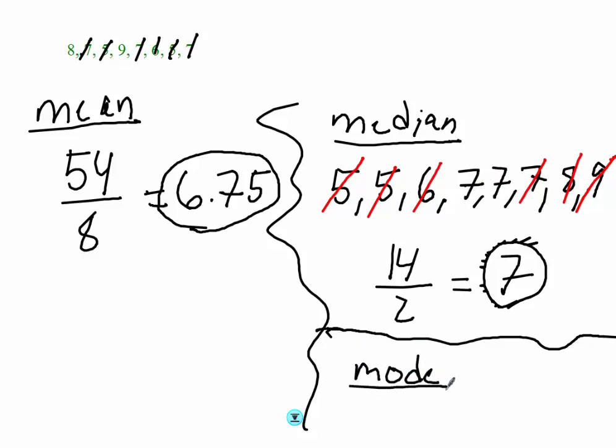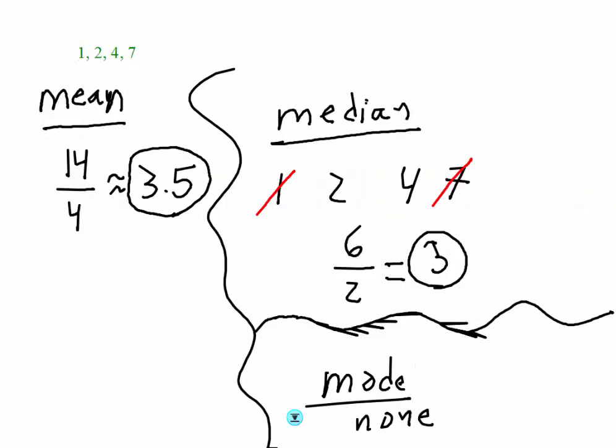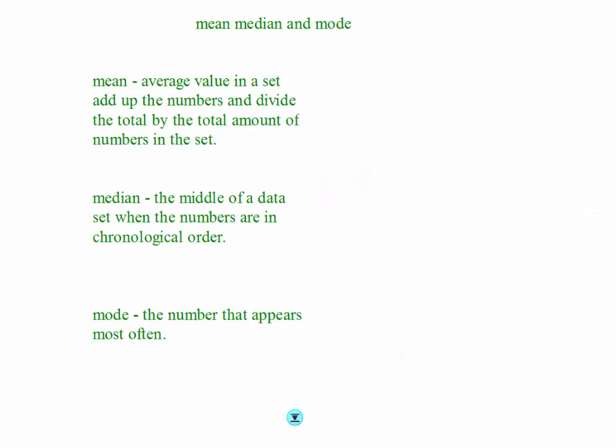So last one's our mode, and your answer for mode is going to be 7, since 7 shows up 3 times. All right. So guys, that's just a quick, easy review on mean, median, mode. It comes up a lot in statistics, but we have it in Algebra 2.